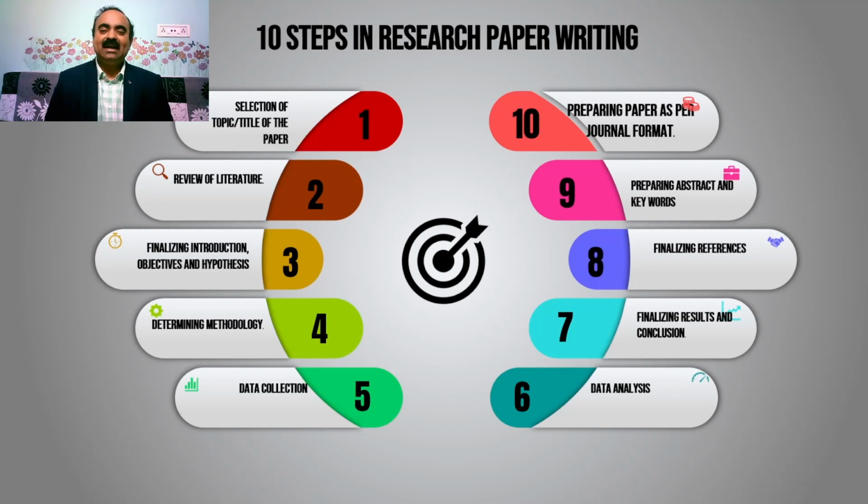Once you collect the data, generally students collect the data by using a questionnaire or a schedule. The difference between questionnaire and schedule is that for illiterates, you will use schedule. For educated people, you will be using questionnaire. And secondary data, you have different sources.